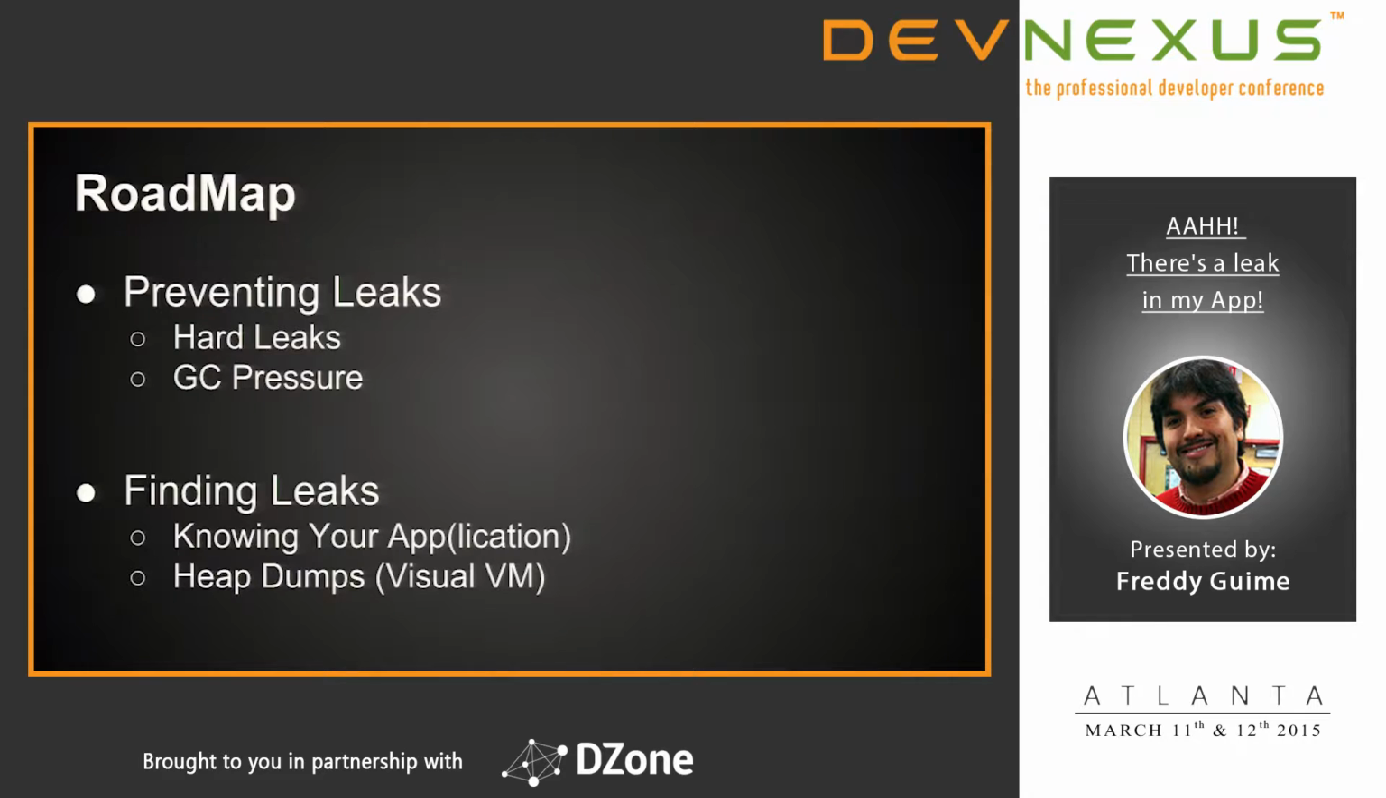The first thing we're going to talk about is essentially preventing leaks. What are the hard leaks? And the second one is GC pressure, garbage collection pressure, and we will go into more detail as those come along. In the second part of our presentation, we're going to go about finding leaks, and we're actually going to fire up our tools. We're going to have some code examples. Depending on the time, we're going to do two, maybe three examples. And then we're just going to walk through, if this were your application, what are we going to do? How do we find it? How do we fix it?